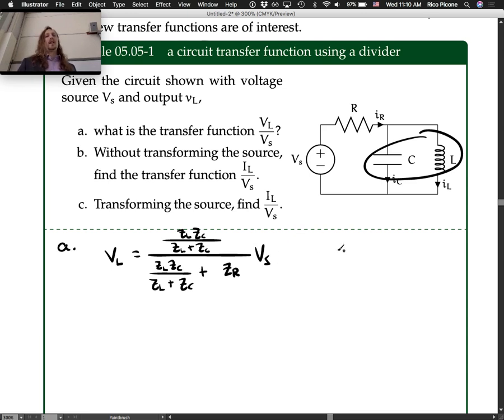And it's like we're practically there. We just need to simplify a little bit. So, the first thing to note is that we can immediately divide by Vs on both sides, and we'll start to do this in our first step once we get more comfortable with it. So we get VL over Vs equals, and this is our transfer function. VL over Vs is what we're looking for.